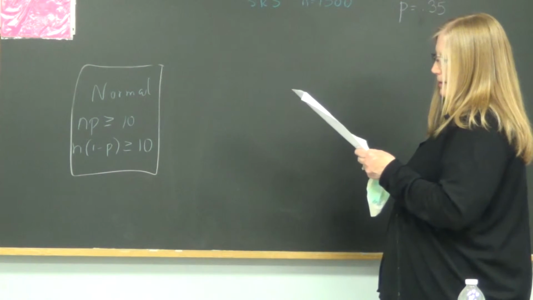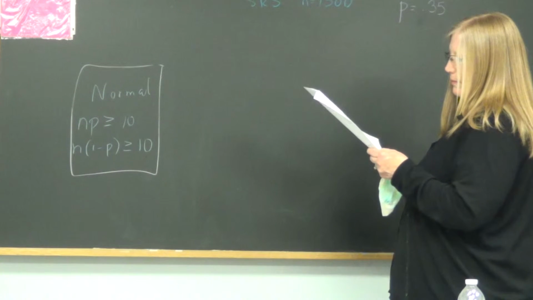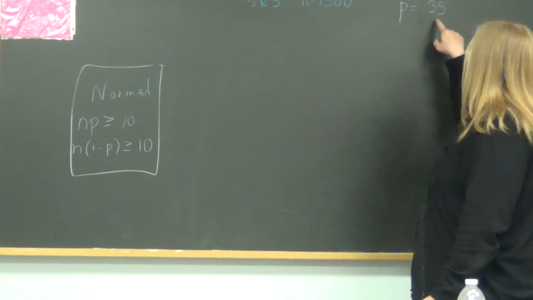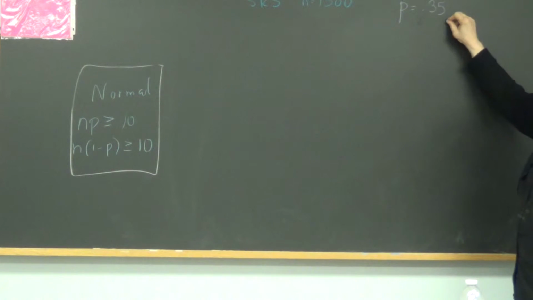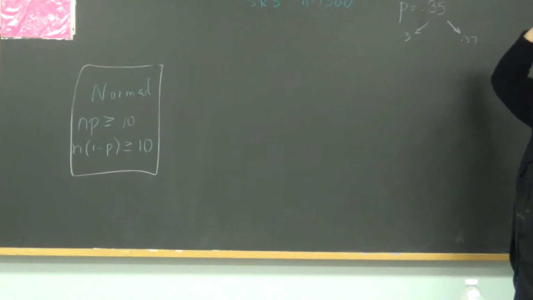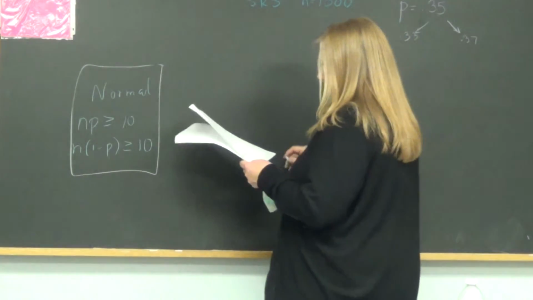What is the probability that a random sample of 1,500 students will give a result within 2 percentage points of this true value? If we're going to be within 2 percentage points of 0.35, we could be as high as 0.37 or as low as 0.33. When they say within 2, make sure you go up and you go down.